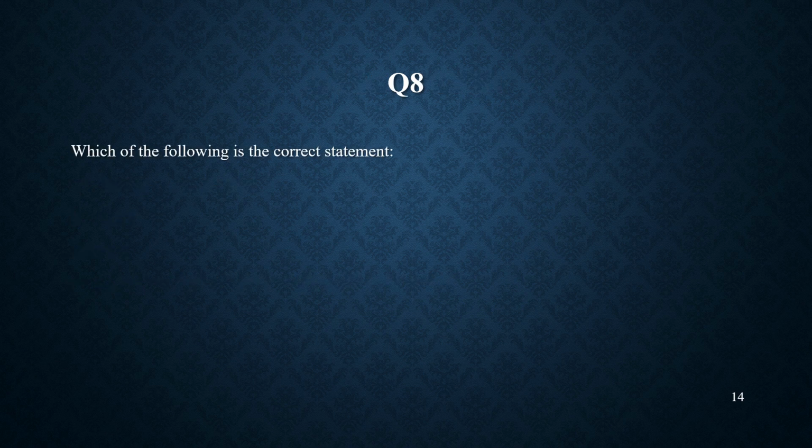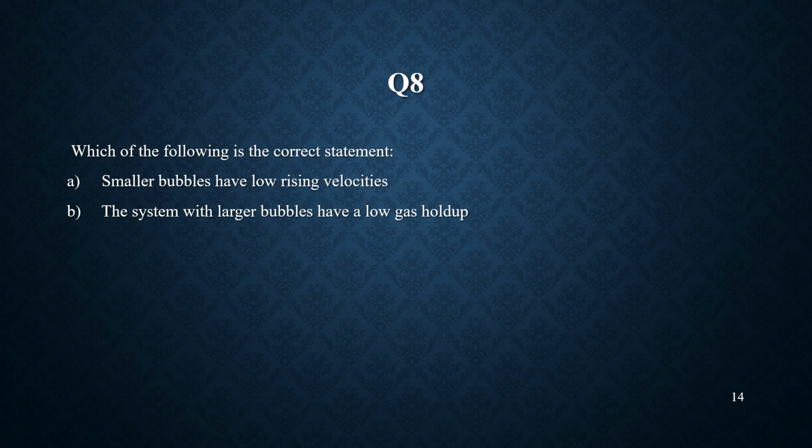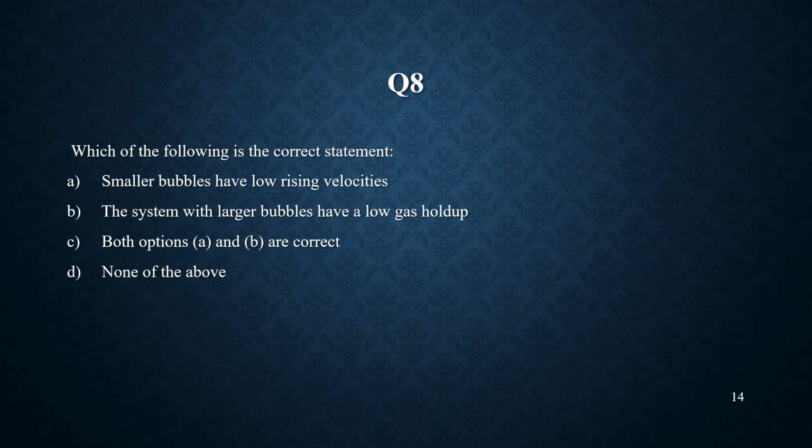So we'll resume the session. We'll go to question 8. In question 8, it is asked which of the following is the correct statement. Option A, smaller bubbles have low rising velocity. Option B, systems with larger bubbles have low gas holdup. Option C, both options A and B are right. Option D, none of the above.